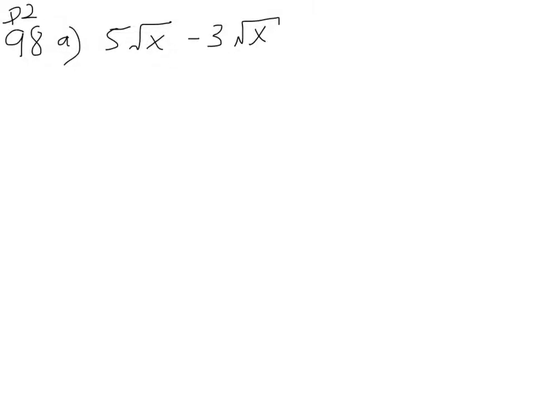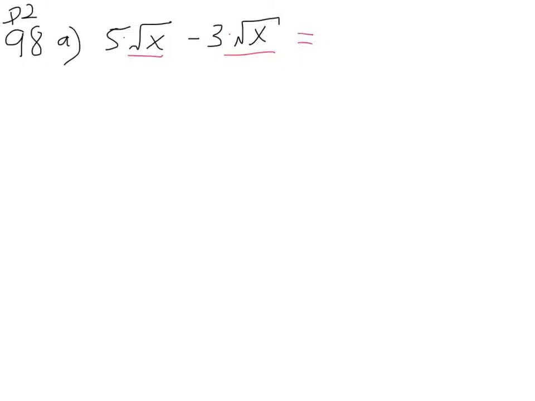Alright, so in this one we want to simplify this thing. What we see is we have 5 times the square root of x minus 3 times the square root of x. And so what I recognize is that there is something that is multiplying both of these terms. There's the square root of x that's multiplied into both things. So we can reverse the distribution here, right?